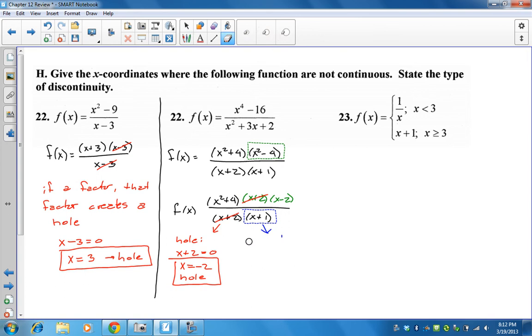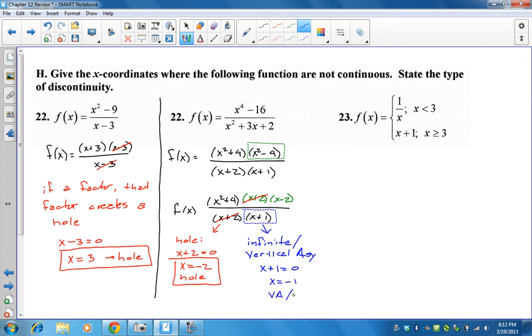That is horrible penmanship. Let's try that again. Infinite. Or you could call it a vertical asymptote. And you find the location the exact same way: you set that factor equal to 0, subtract 1, and you get x equals negative 1, and that is a vertical asymptote, or you could call it an infinite discontinuity. I misspelled infinite. There we go.